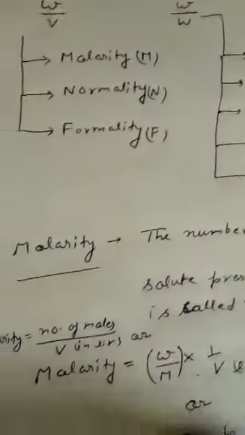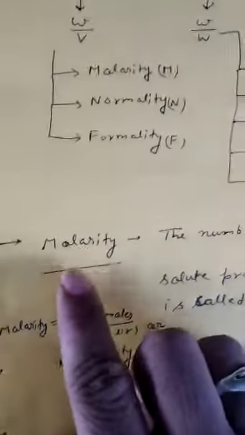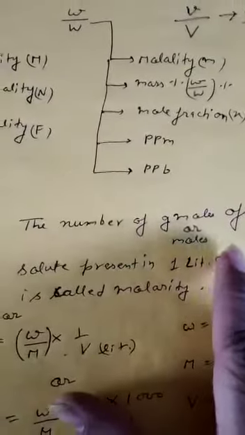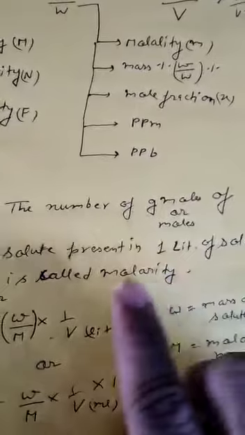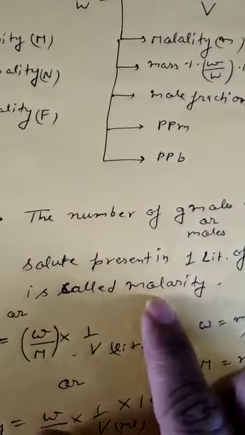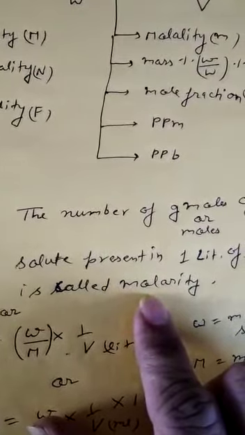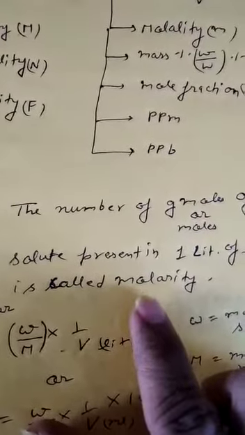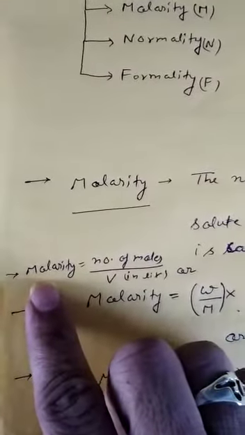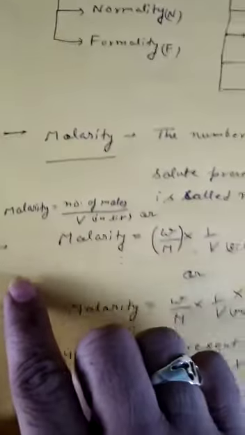So first thing, what is molarity? The number of gram moles or moles of solute present in 1 liter of solution is called molarity. So basically it is number of moles of solute present in 1 liter of solution. We can find out the molarity by following formulas. You can see all these formulas.